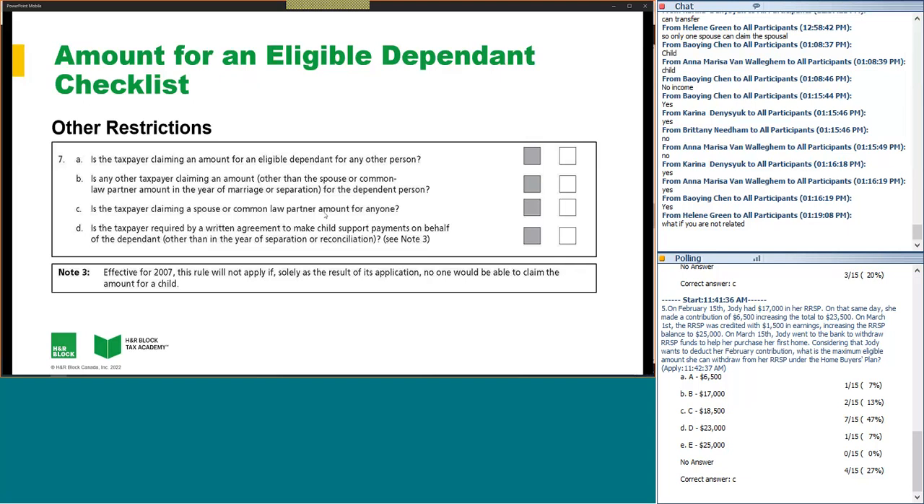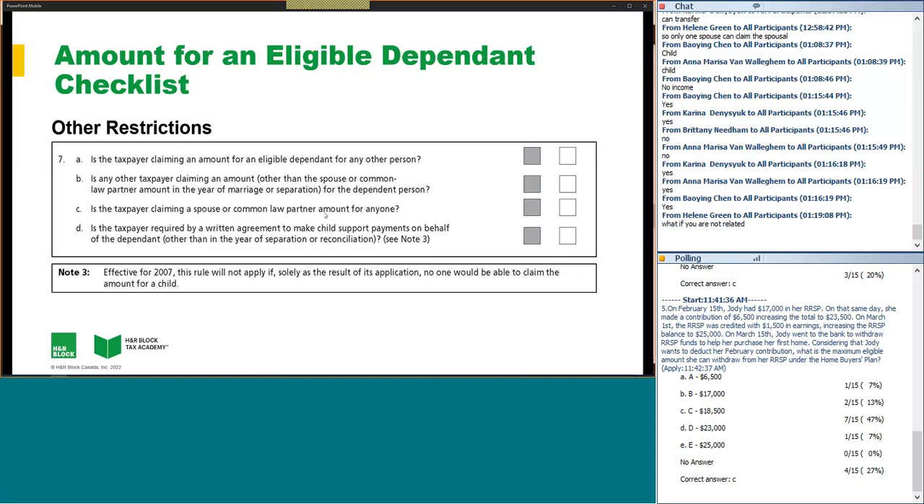Okay. And then there's the really fun rule. If you are paying child support for the child you want to claim as a dependent, you cannot, if there is a written agreement for child support. So a written agreement for child support says I have to pay it. We'll talk about that more when we talk about separation. But if you are paying child support, generally speaking, you cannot claim the child you're paying child support for as an eligible dependent. There's a special rule about that.